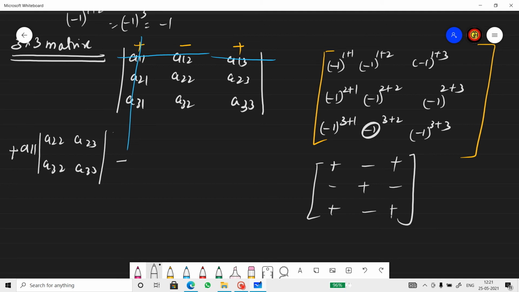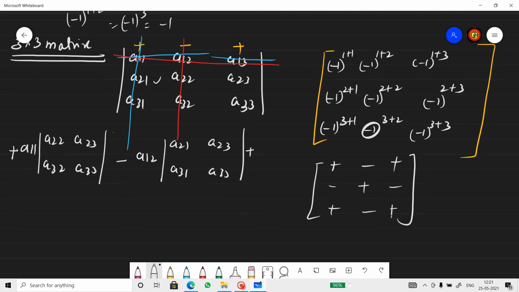Then minus A12. Again, delete the row and column in which A12 is present. A12 is present in this column and this row. If I delete that, what remains here is A21, A23, A31 and A33. And then now go to the third element of the first row, which is A13.